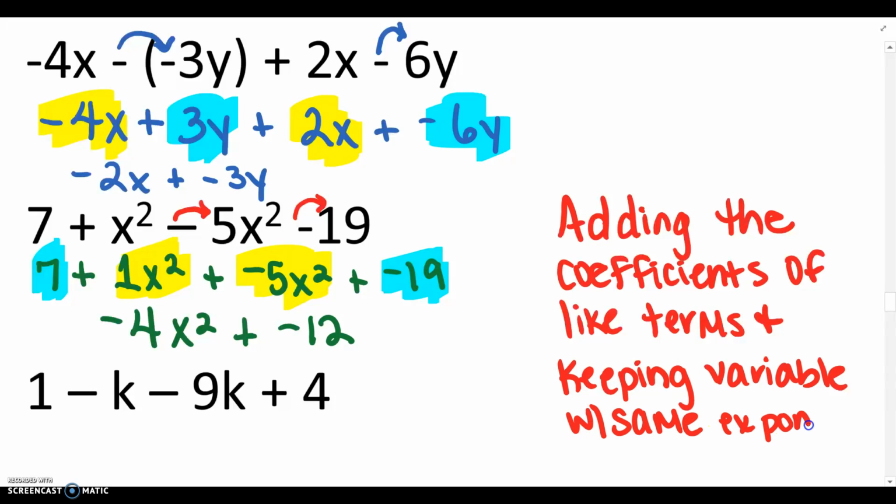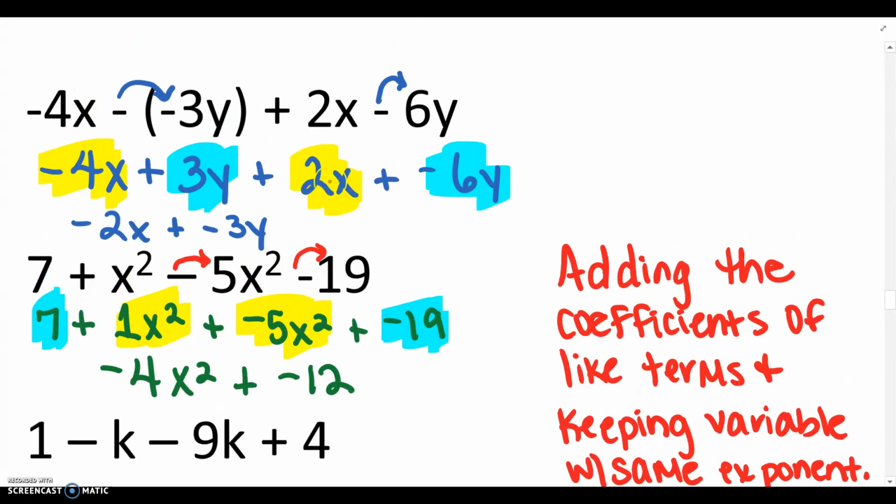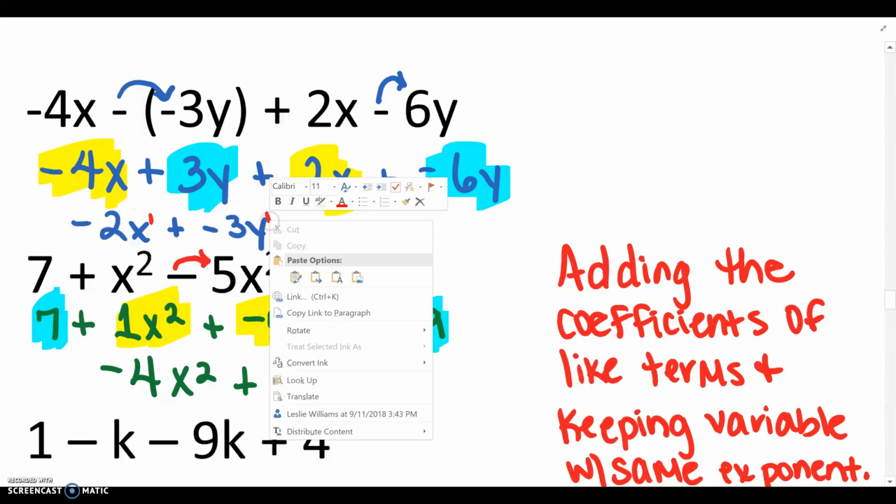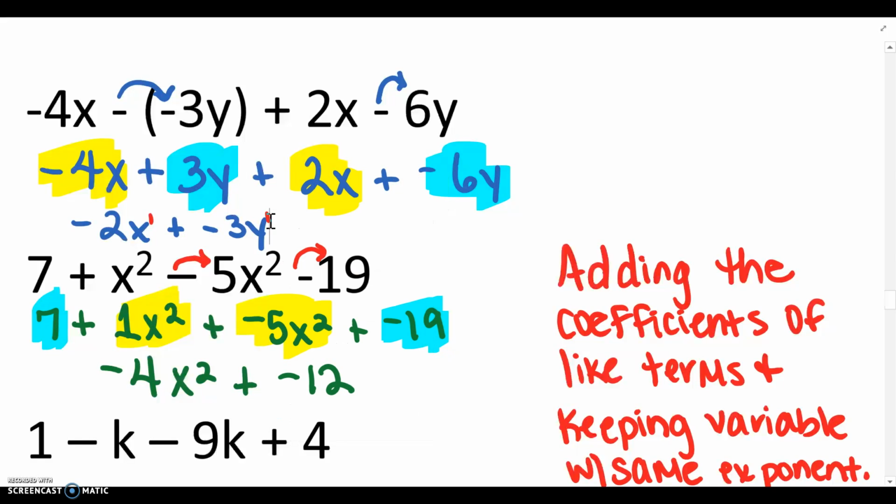So you'll see, for example, in this first problem, we had x's and y's. So when we added up our x's, we just saw how many x's we had. That exponent is an understood 1 on our x and an understood 1 on our y. That exponent didn't change any. We were just counting up how many we had.